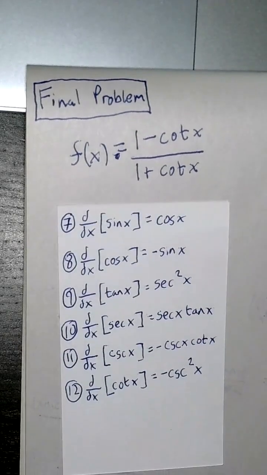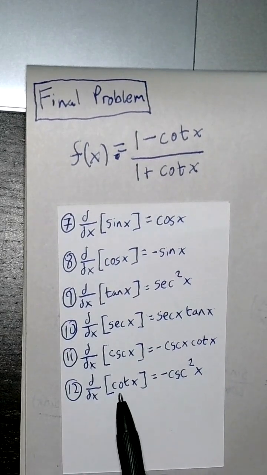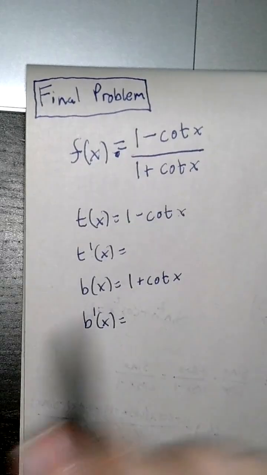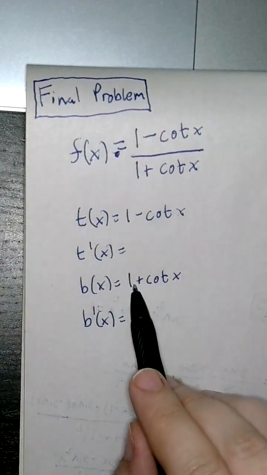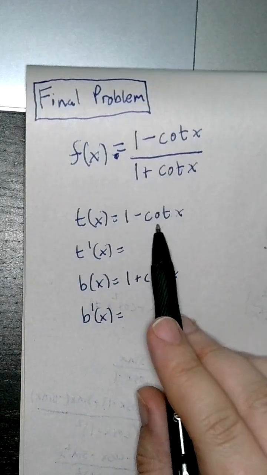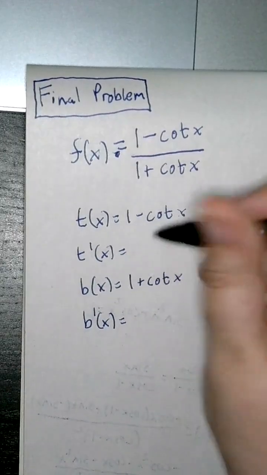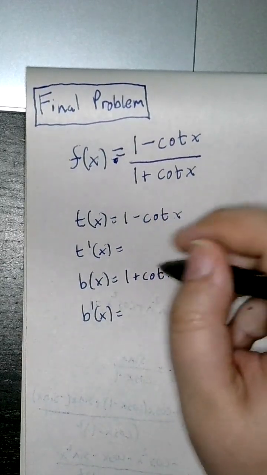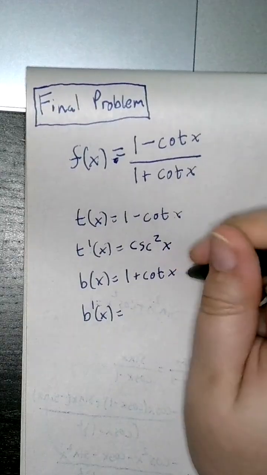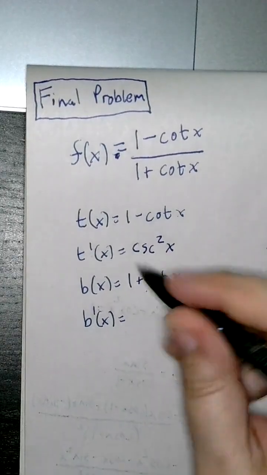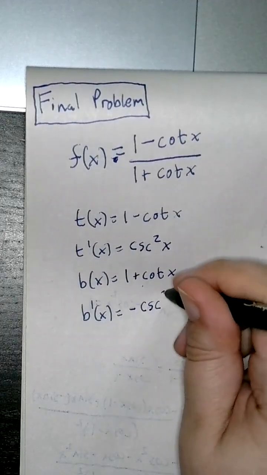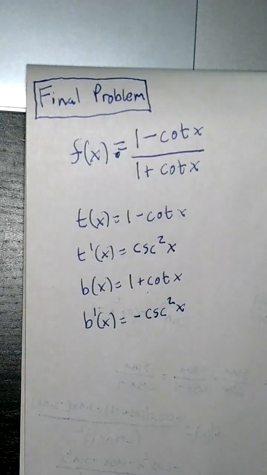Well, if we look, the derivative of cotangent is negative cosecant squared. So the derivative of a constant is 0, so that goes away. And the derivative of negative cotangent would be positive cosecant squared. And then the derivative is negative cosecant squared x.